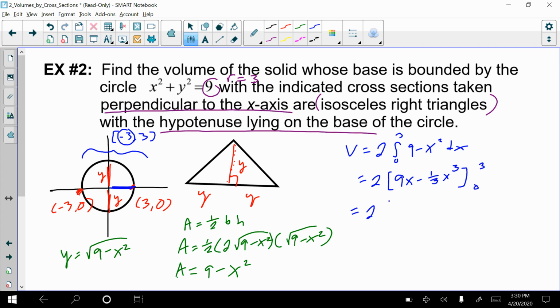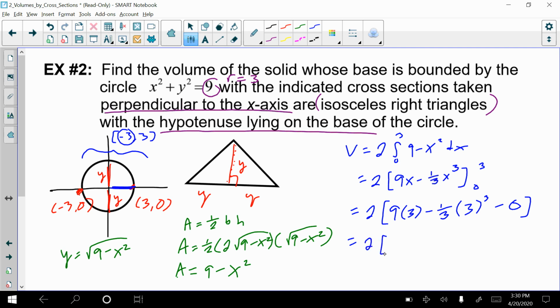So this gives me 2 times, oops, not 2, I've got 2 on the brain, 9 times 3 minus 1/3 times 3 cubed. The reason why I like having 0 as my lower bound is because anywhere I substitute 0 into the expression, it simplifies to just 0. That's why it's easier to multiply the expression by 2 than plug in that -3 with our fundamental theorem. But anyway, moving on.